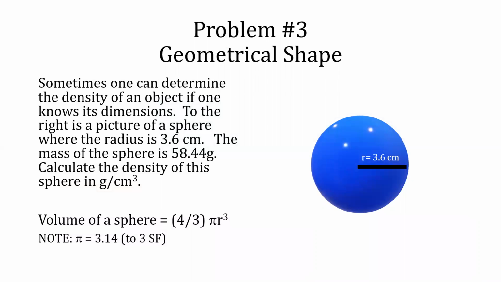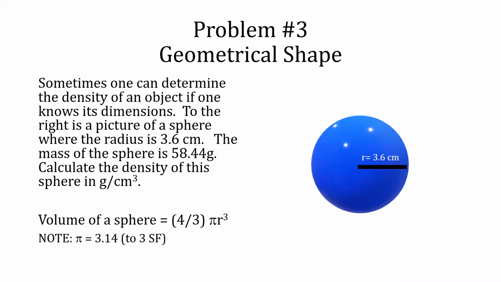The third example is determining the density of a geometric shape, a sphere. Sometimes one can determine the density of an object if one knows its dimensions. To the right is a picture of a sphere where the radius is 3.6 cm. The mass of the sphere is 58.44 g. Calculate the density of this sphere in g per cubic cm.